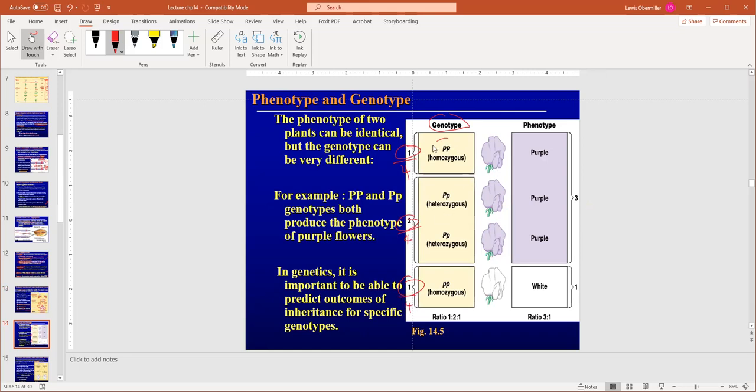So 1/4 would be big P, big P. 2/4 or 1/2 would be big P, little p. And 1/4 would be little p, little p, and we know that this is white. This is purple. One dose of purple, two doses of purple, same color purple. If we look at the phenotype, that ratio is different. It's 3-to-1, so 3 + 1 = 4. So 3/4 are purple, 1/4 is white.